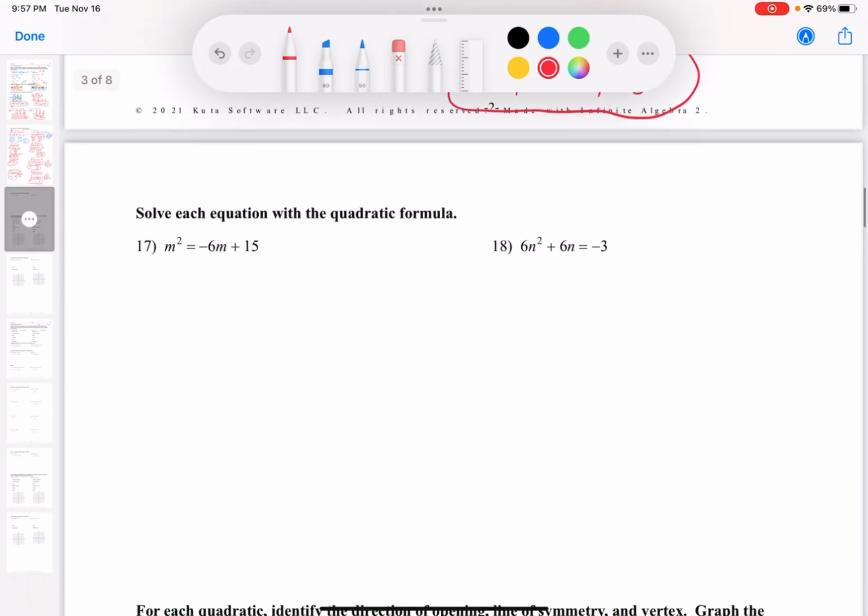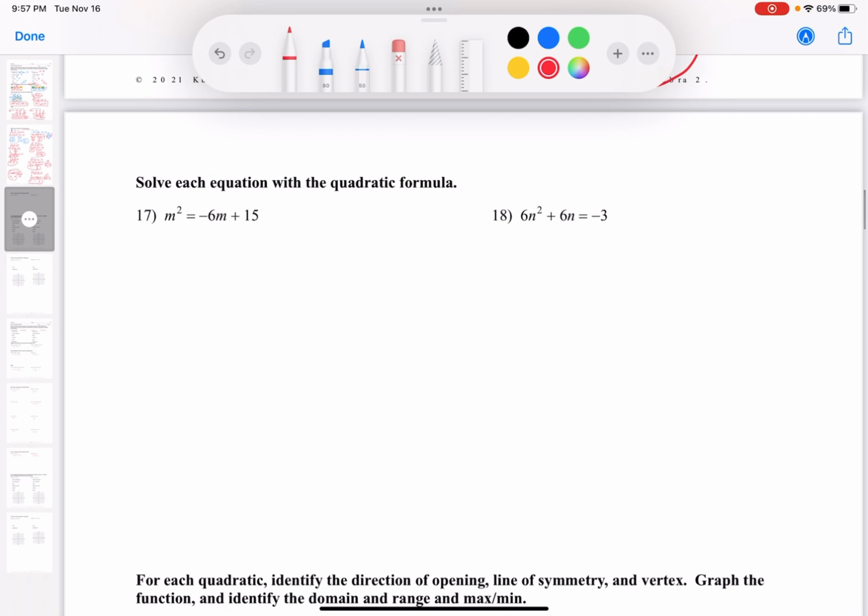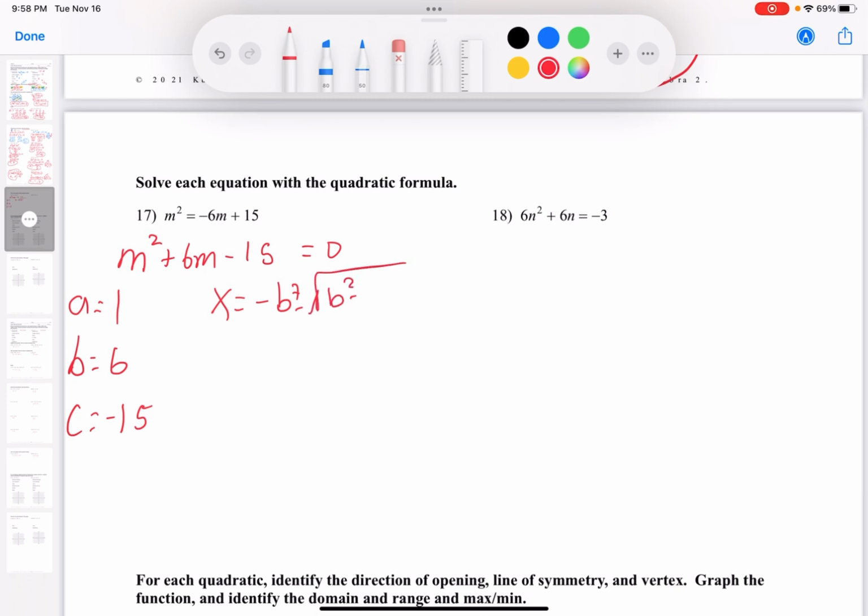Number 17, solve each equation with the quadratic formula. So step 1, write it in standard form still. So m squared plus 6m minus 15. That's step 1. Step 2, list your a's, b's, and c's. My a value is the number out in front of the m squared, which is 1. My b is the number out in front of the m, which is 6. And my c is the number, which is negative 15. So now we've got our quadratic formula. X is equal to negative b plus or minus the square root of b squared minus 4ac all over 2a.